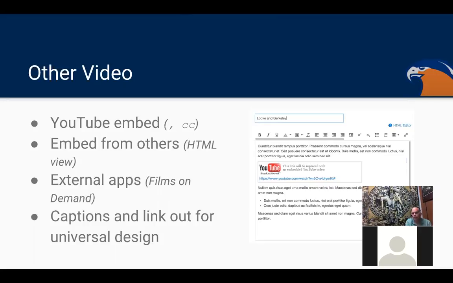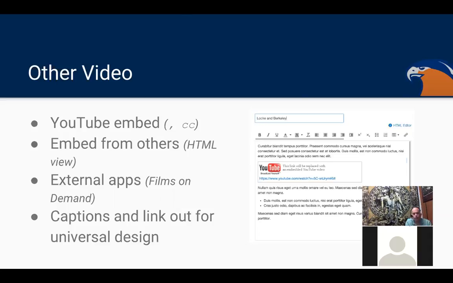You can embed videos from other sources. I could embed directly from 3C Media, or if I want to embed a TED Talk, I would need to get the embed code from that other source and then edit the HTML view of my content page. There are also some external apps connected to Canvas. In Los Rios, we have a contract with Films on Demand, so within the rich content editor I can find a film on demand and enter that.